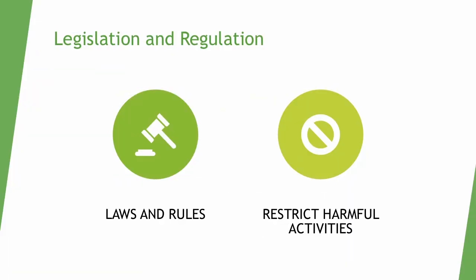Legislation and regulation is the use of laws and rules to control production and consumption decisions. These deal with market failure as they directly restrict harmful activities and enforce standards. The short-term impact of legislation and regulation on the economy is increased compliance costs for firms. The long-term impact of legislation and regulation on the economy is more sustainable and stable economic activity.